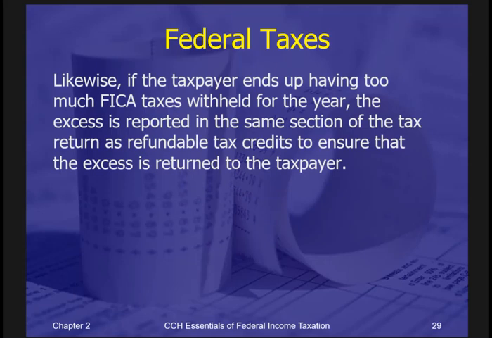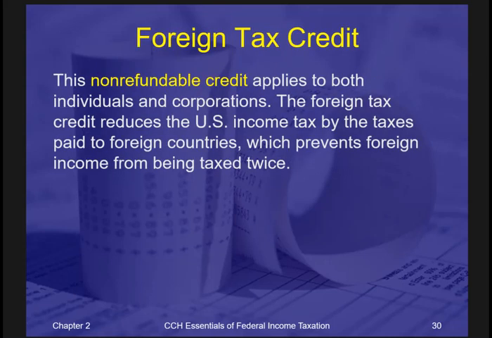Same thing if you have excess withheld for FICA because you have 2 jobs and you make a considerable amount of money. That's not going to happen very often, but if it does, that could be applied to your income tax. Foreign tax credit is for taxes that you pay to some other country. So if you earn income in another country, you pay taxes there, you'll get a credit in the United States for the taxes you would have paid if it was here. And then if there's a difference, you would pay the difference.